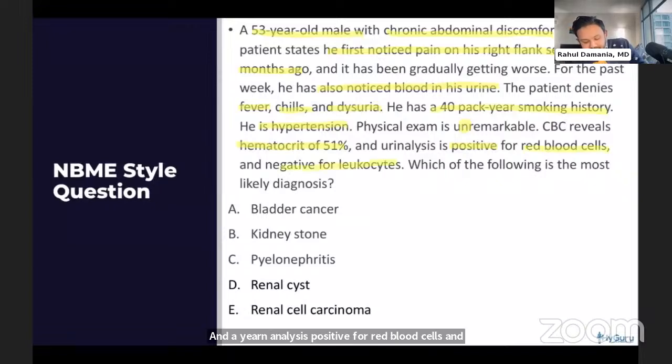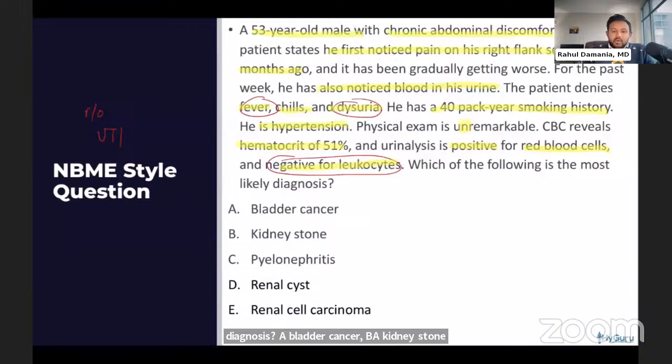So please note that if you see negative for leukocytes and you notice no dysuria, fevers, or chills, you have ruled out a urinary tract infection, and that's high yield for us to know. Which of the following is going to be the most likely diagnosis? A, bladder cancer, B, a kidney stone, C, pyelonephritis, D, renal cyst, or E, renal cell carcinoma? And I want everybody to answer. Please take the time, stay active and engaged.